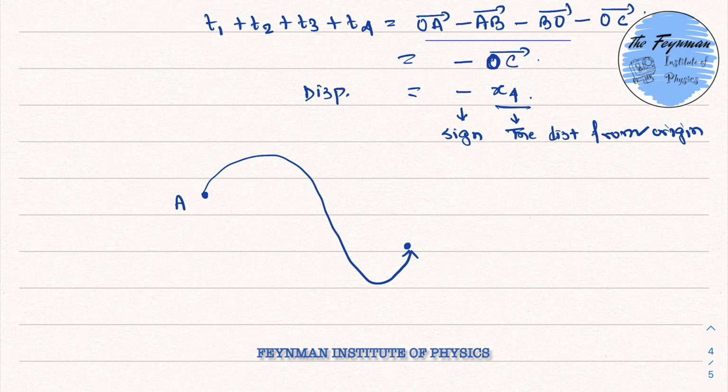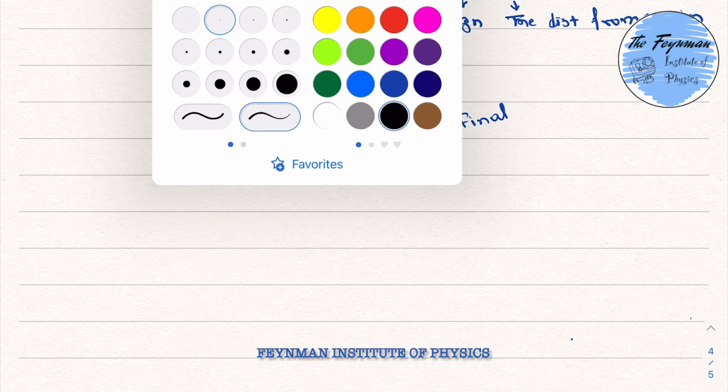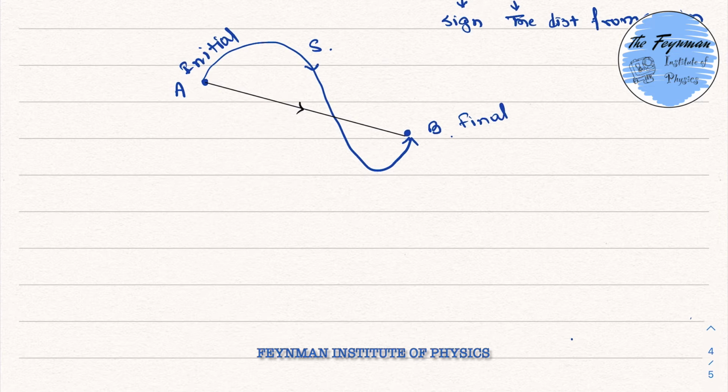So particle is going from A to B and this is the path. ASB is the path along which the particle is moving. Now A is the initial location of the particle and B is the final location of the particle. So from the definition of the displacement, we can find that final minus initial position is the displacement of the particle, and that can be represented by the line AB. So displacement can be told as the shortest distance between the initial and final point.